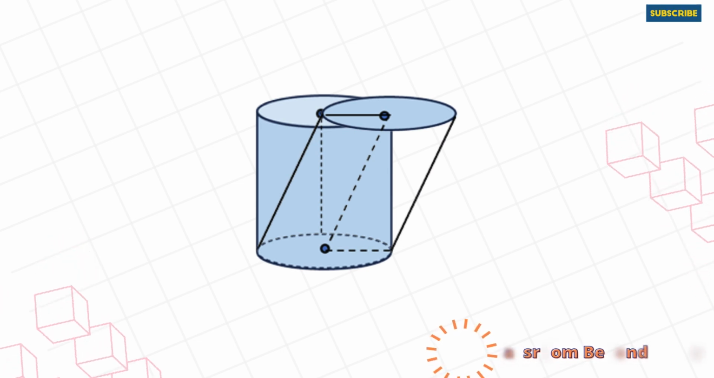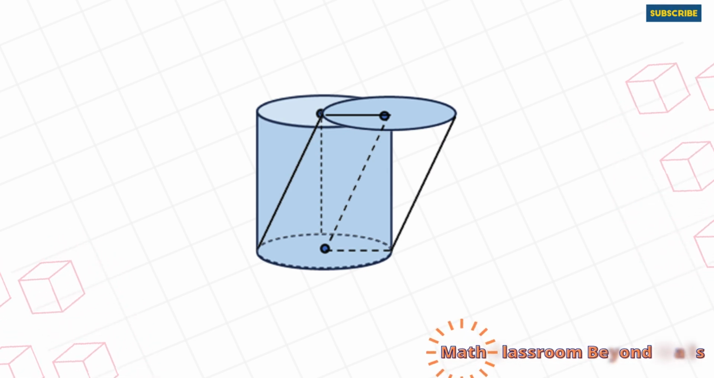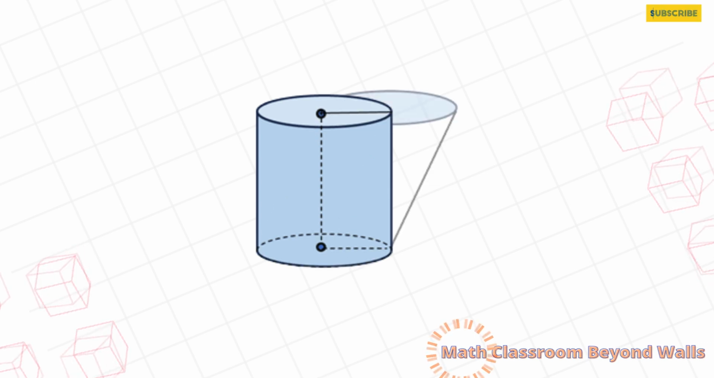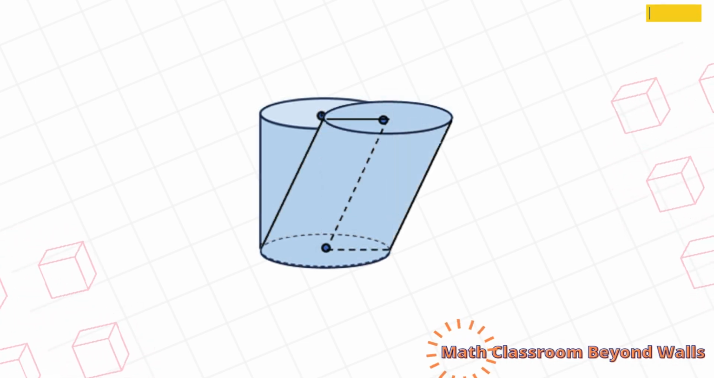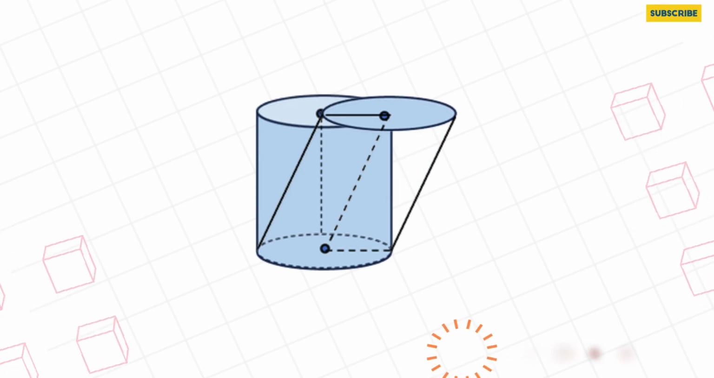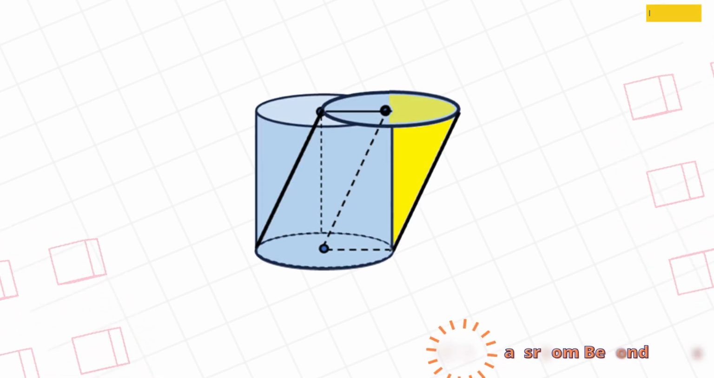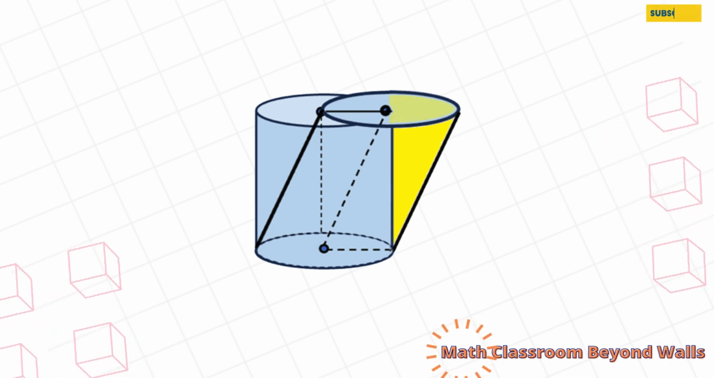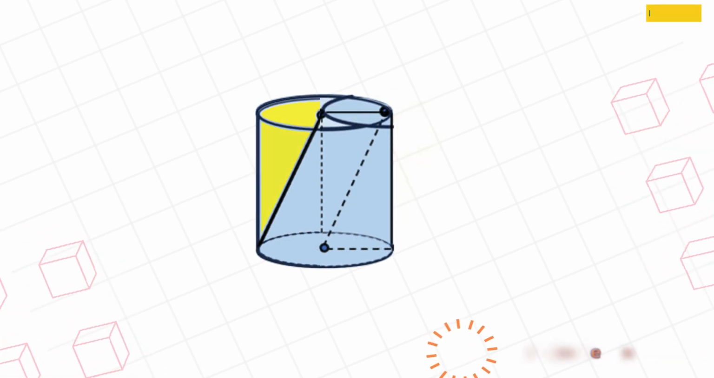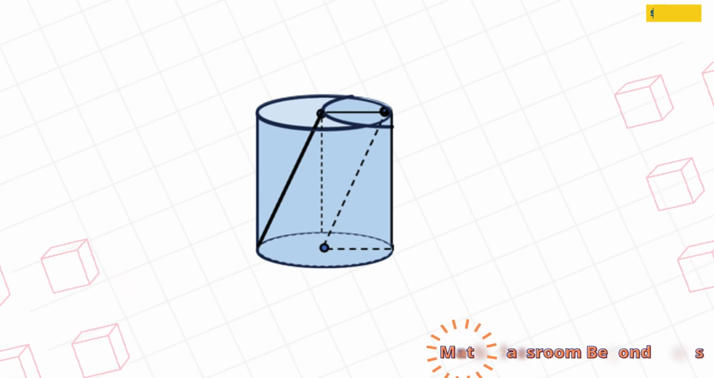Do you still see two cylinders here? Okay, so we have here the right cylinder, and here is the oblique cylinder. Now, we will move this part of the oblique cylinder and put it on the left like this. What do you see? Okay, so you see a right cylinder, correct?